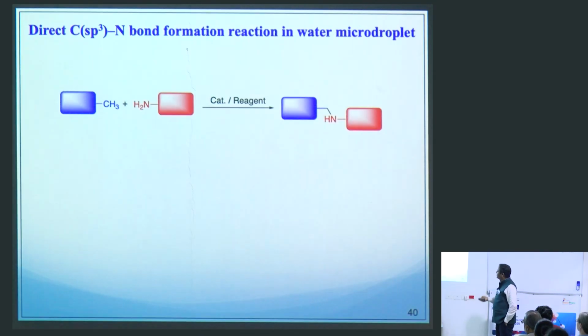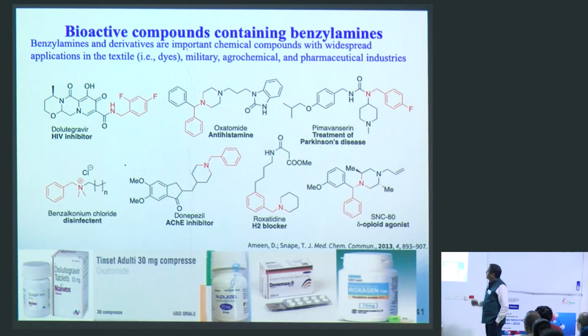So this we achieved, and then we screened various types of aryl derivatives. Here I have shown another biologically important class of molecules, where the pharmaceutical industry is looking for carbon-nitrogen containing compounds. Several pharmaceuticals contain these carbon-nitrogen bond formation products, the benzylamine core. All these molecules need longer route synthesis. If you use the microdroplet, one can make them in a direct step. These are commercially available drug molecules where this benzylamine core is present.